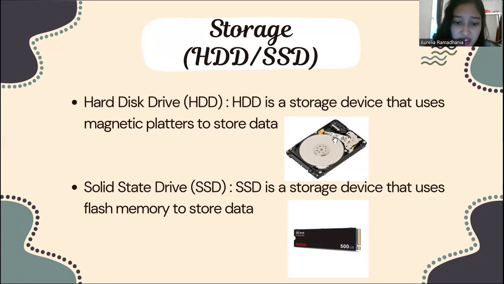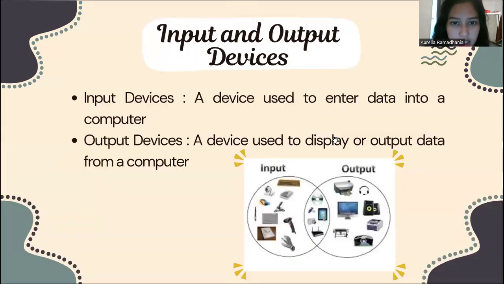Okay, next is solid state drive or SSD. Explanation: SSD is a storage device that uses flash memory to store data. The function is that read or write speed is much faster than HDD. Okay, more shock resistant and lighter. For example, Samsung 970 Evo 500 GB.